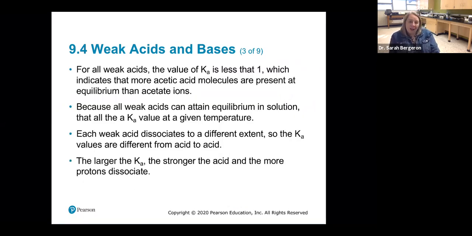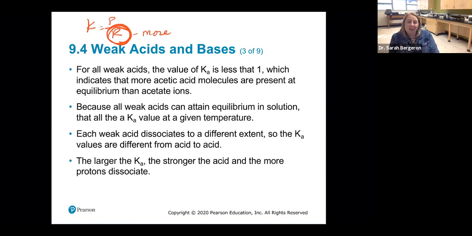For all weak acids, the Ka is going to be less than 1 because they don't dissociate. K is our products over our reactants, and we know that our reactants are going to stay together, so you're going to have more reactants, and our Ka value is going to be less than 1. That tells us that we have more, for example, acetic acid molecules, than when the hydrogen comes off and makes an acetate ion.